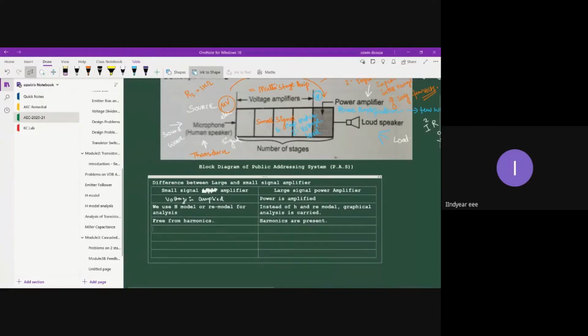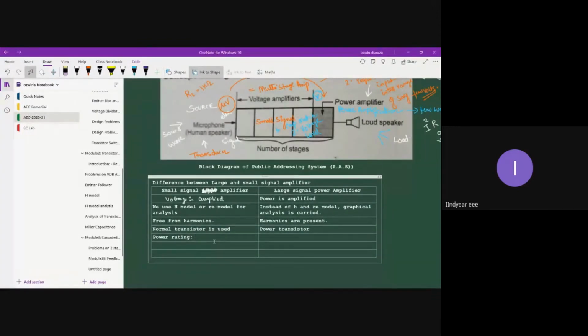Next, for small signal amplifier, normal transistor is sufficient. Normal transistor is used. On the other hand, for a power amplifier, you cannot use a normal transistor because the power rating will be higher than the small signal amplifier. That's the reason you have to use power transistor. And the next difference could be in terms of power rating.